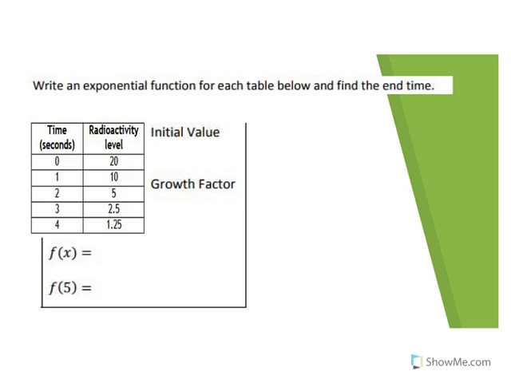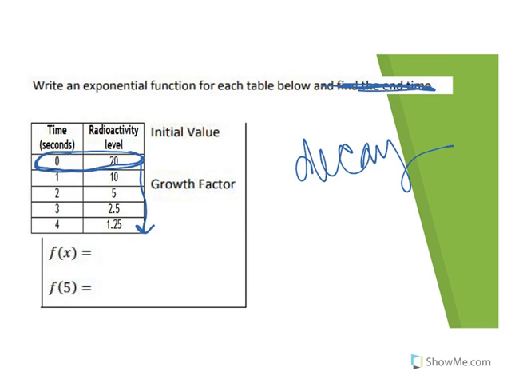Okay, so this example is like the other one. We're not going to find the end time. Okay, we need to look at our table. Notice that our numbers are going down, so it's decay. Okay, we need to find our initial value. Remember, that's going to be the one where x equals 0. It might not always be in the middle. This is a true thing, radioactivity and stuff, over time.